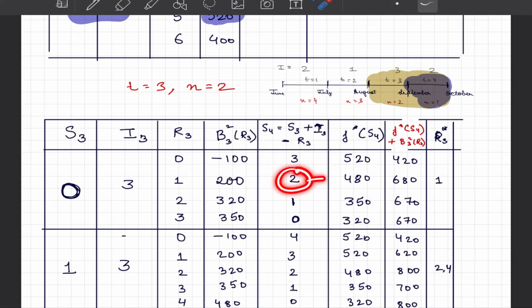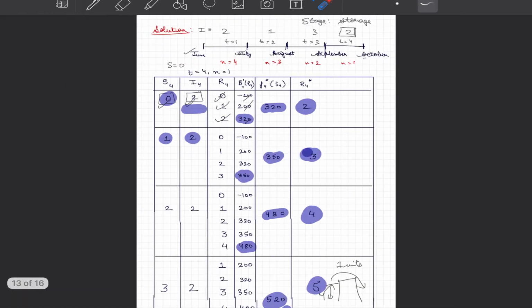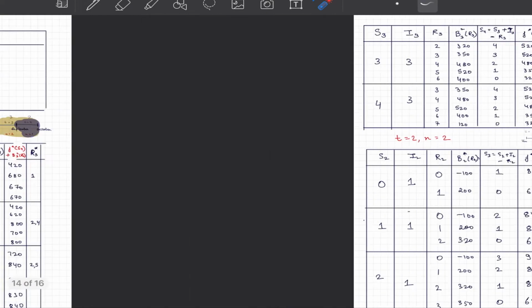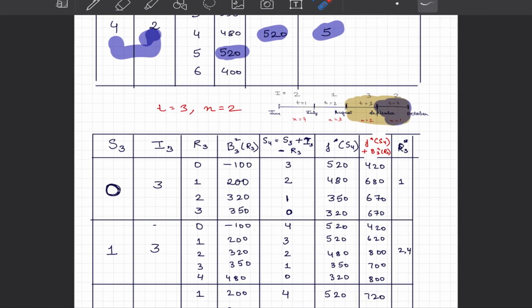If S4 is equal to 2, we will go to our previous table and see the highlighted color, which in this case is highlighted as 480. So we'll come back to our table and we will say that we know that corresponding to stage 4 equal to 2, our return is going to be 480.